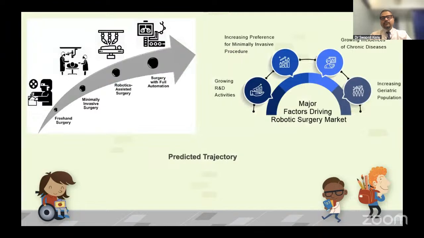Now, what does the future hold? The predicted trajectory is that we have moved from freehand open surgery to minimally invasive surgery, now to robotic assisted surgery, and eventually a full automation, which I mentioned, wherein we will just be sitting in our living rooms and in our offices on consoles and performing these surgeries. Everything will be automated right from the time the patient is shifted in to the time the patient is moved out.